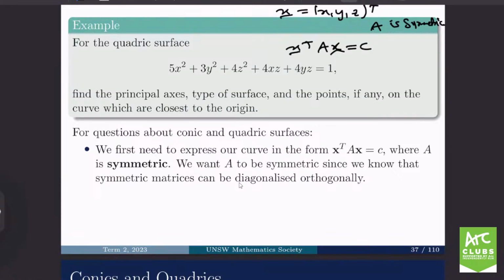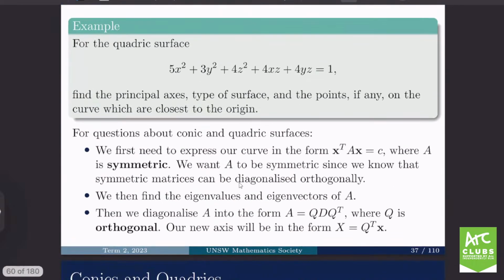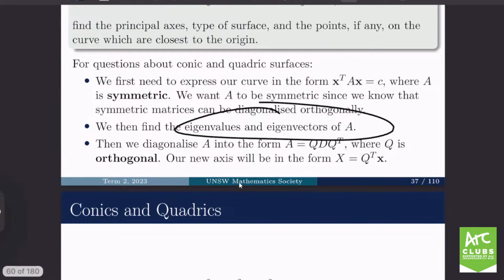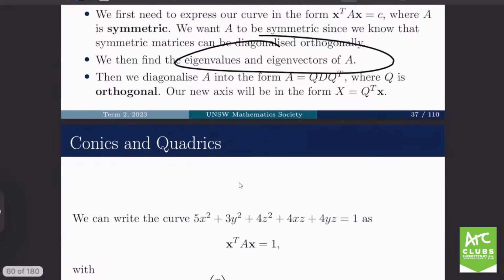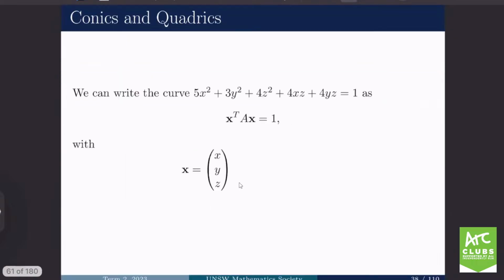In particular, that says we can diagonalize them orthogonally. So what we need to do is first find it in the form x transpose A x, and then we'll find the eigenvectors and eigenvalues. Then we'll diagonalize it in terms of an orthogonal matrix. And so we can identify our new axes as our old axes rotated by Q, which is an orthogonal matrix. If this is a bit confusing, we'll go into the example.